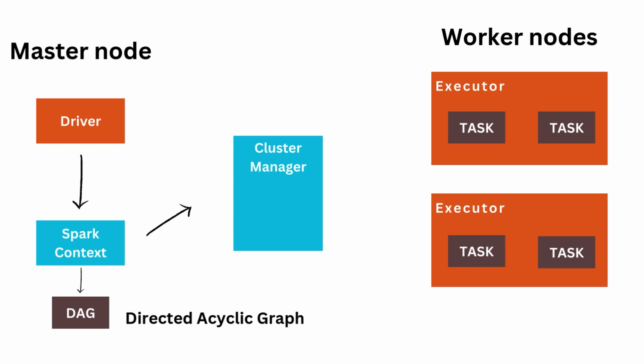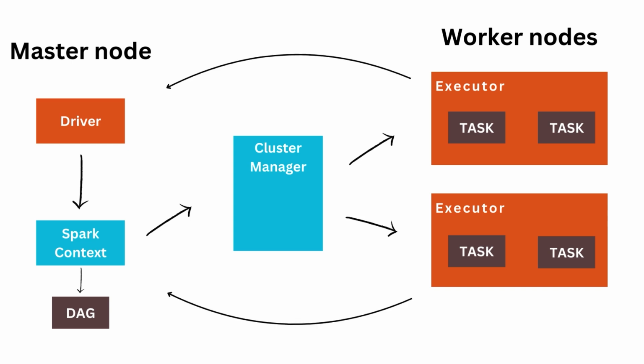The directed acyclic graph, or DAG, translates these instructions into an execution plan, which is basically a smaller set of tasks. The Spark context requests resources from the cluster manager. The cluster manager then allocates the resource, and each executor executes the task. The results are then sent back to the driver.